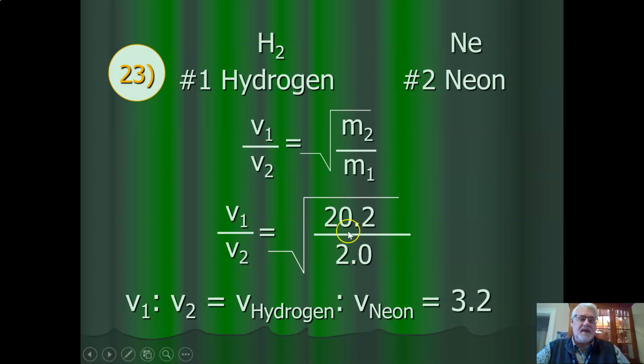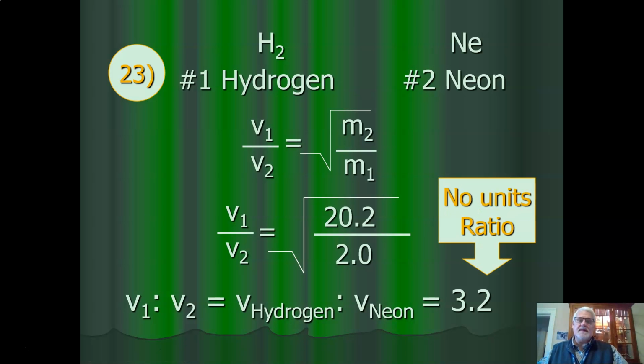So the way you should express the answer is V1 colon V2, which is the velocity of hydrogen to the velocity of neon, equals 3.2. So be specific about this. Don't just say V1 over V2 equals 3.2. Make sure you're talking about what it is that you're doing. So all 3 of these steps I would like you to include, and certainly this one right here, because that tells you how you're dealing with the velocities.